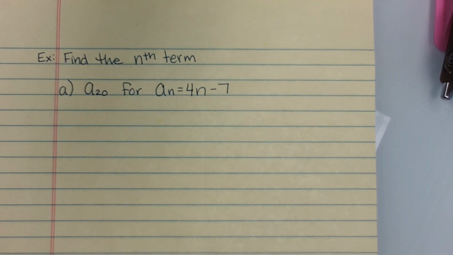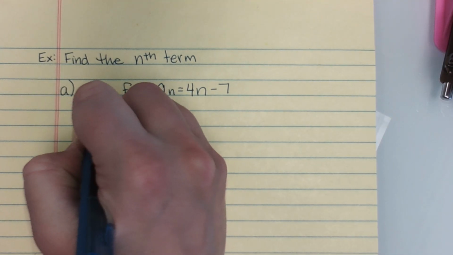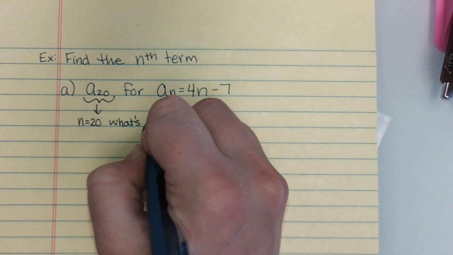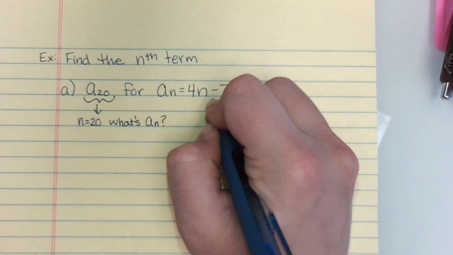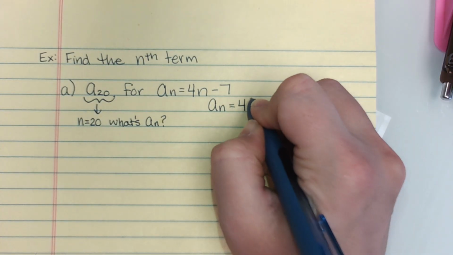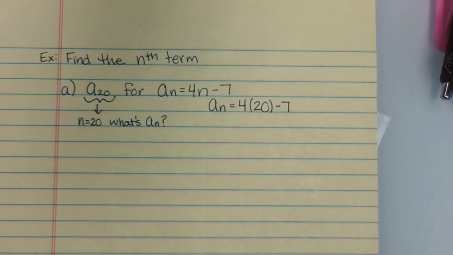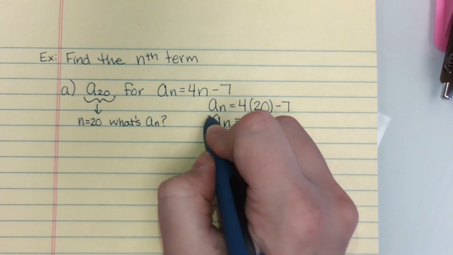Which term am I looking for? The first, the second, the 8th, the 20th. This notation, again, means n is 20. What's a sub n? You know what n is, and you have an equation, you just plug it in. In this case, you'll get 73.